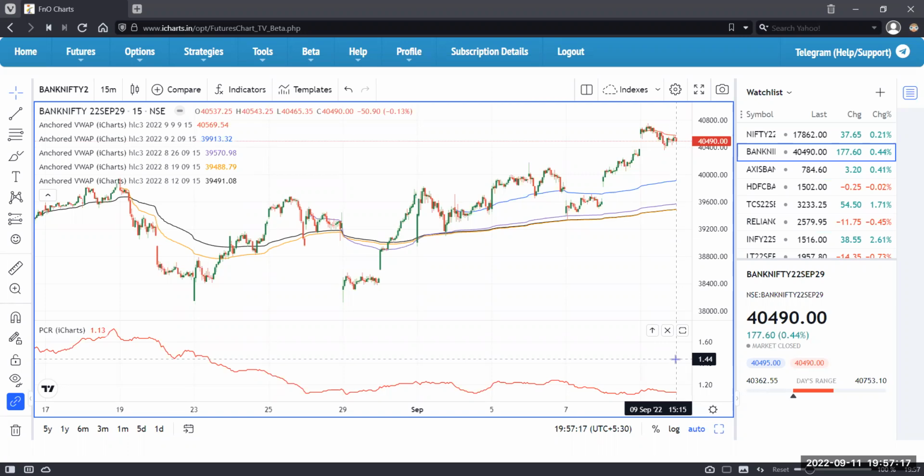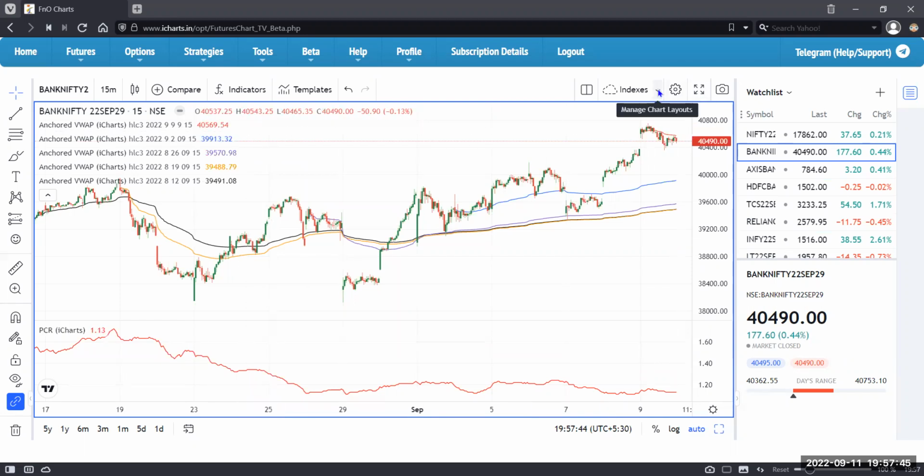Yeah, this is anchored VWAP. I'm asking about the PCR. Yes, I'm talking about PCR. See the lower panel. I'll put my cursor over here at the last. It is 1.13, right? Yeah. Okay, fine.